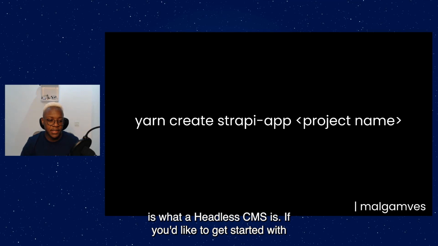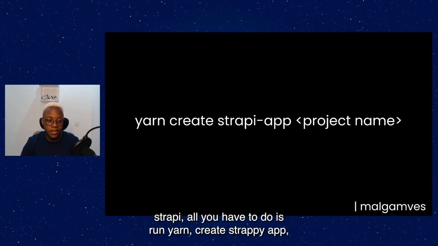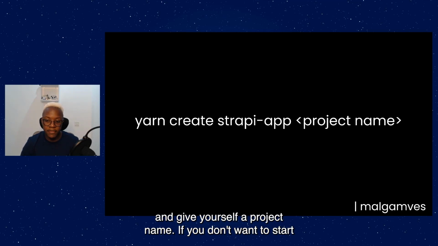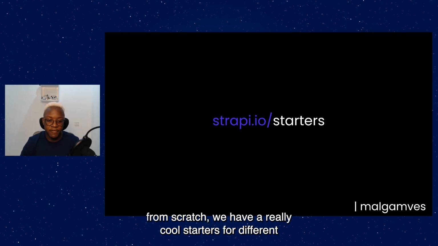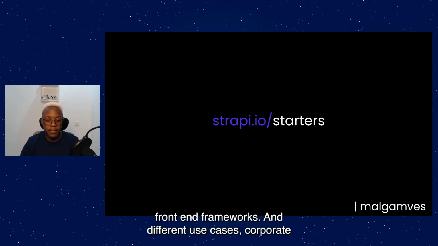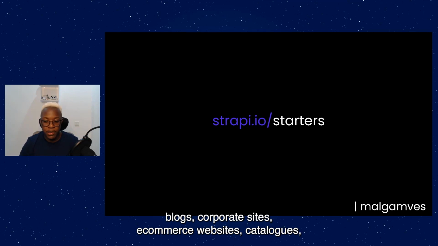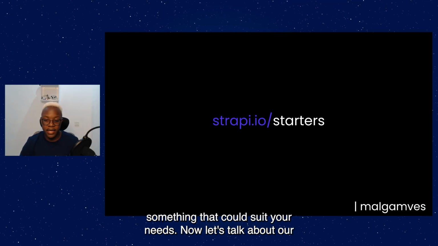If you'd like to get started with Strapi, all you have to do is run yarn create strapi-app and give yourself a project name. If you don't want to start from scratch, we have really cool starters for different front-end frameworks and different use cases: corporate blogs, corporate sites, e-commerce websites, catalogs. So go to strapi.io/starters and you'll find something that could suit your needs.